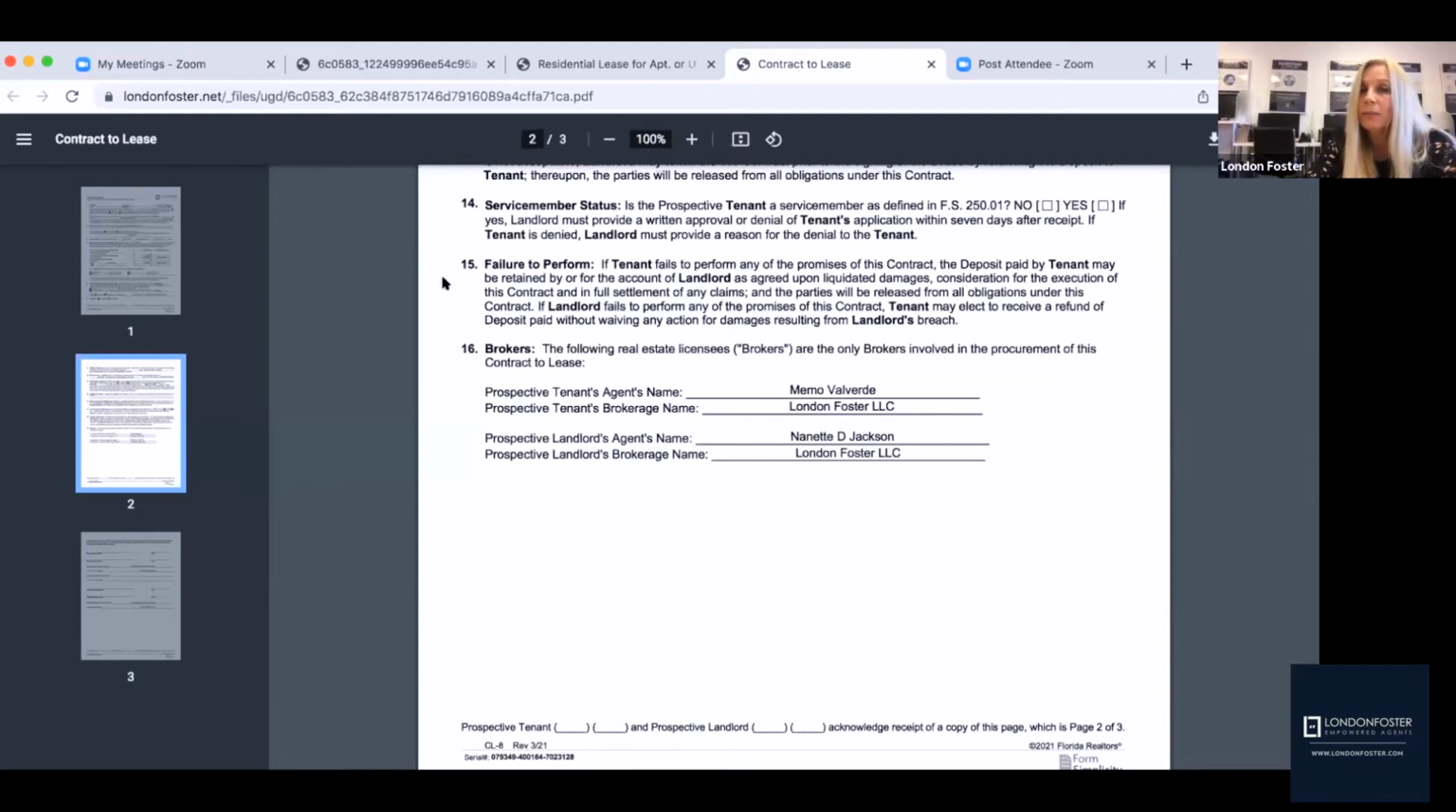Failure to perform. This contract to lease is a legal document. A lot of people think that it's not, but you need to know that when they sign this, they've agreed to it. I have clients all the time saying, can I make 5 offers? Because we're having a problem getting an apartment. Can I put 5 contract to lease offers in?